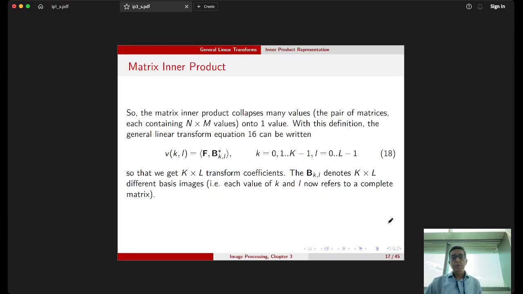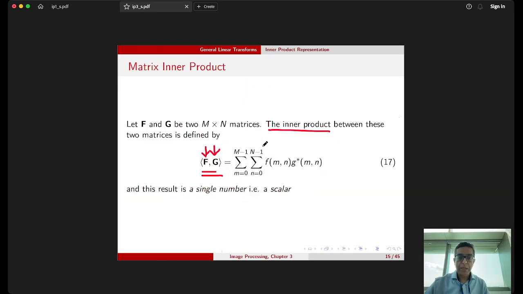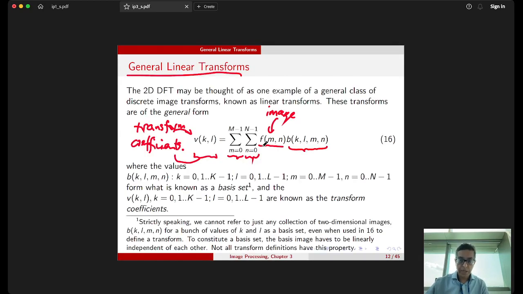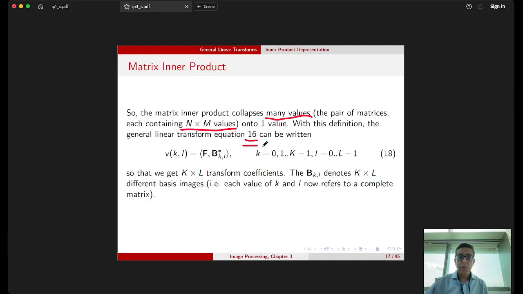So once we have defined this matrix inner product, which collapses a pair of matrices, each containing n by m values, onto one value, with this definition you can then rewrite the general linear transform of equation 16, which is the one back here. Just to remind you, it's this one here, equation 16. You can rewrite that in this form.